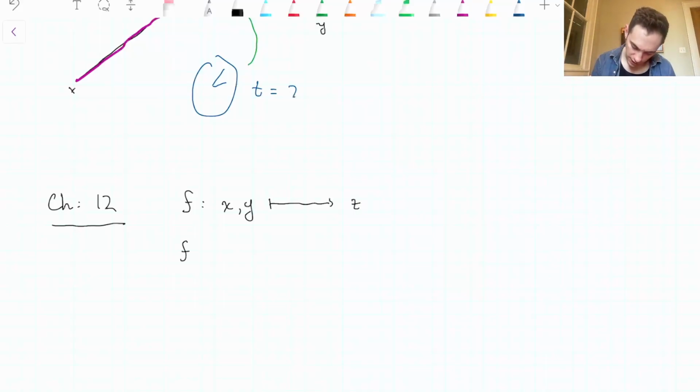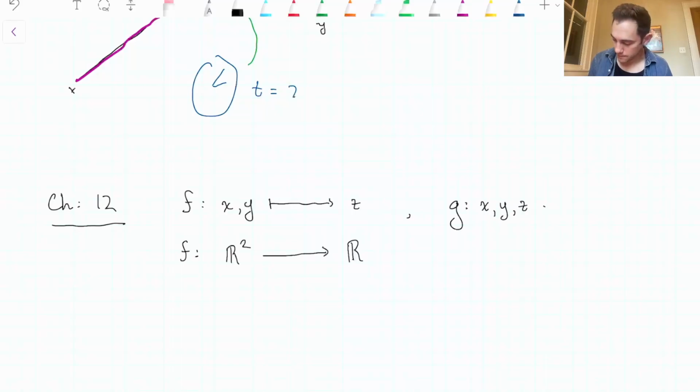So this would be a function f that, for instance, would map R2, so it takes in two real numbers, and maps it to R. But also in this section, we'll be studying functions, and I'm going to try to keep the convention of a function with two inputs and one output I'll tend to give the name f. And a function with three inputs and one output, I'll tend to give the name g. I could have a function g that takes in x, y, and z, and spits out a fourth number, w, in which case this g we would say maps R3 to R.